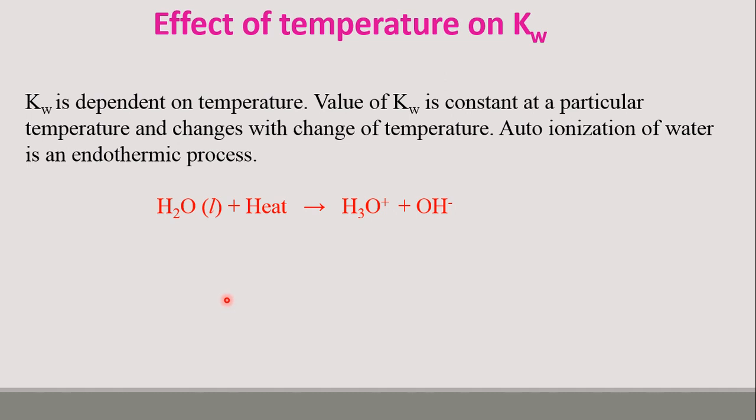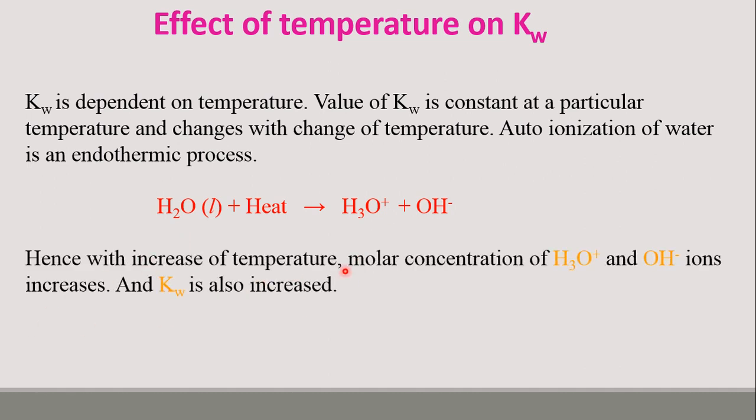Now, what do we know? For endothermic process, if temperature is increased, then reaction will go forward. That means for this reaction, when more heat is given and temperature is increased, more hydronium ion and hydroxyl ion will be produced and their product will also be more. So the value of Kw will be more with increase of temperature. Hence, with increase of temperature, molar concentration of hydronium ion and hydroxyl ions increases and Kw is also increased.